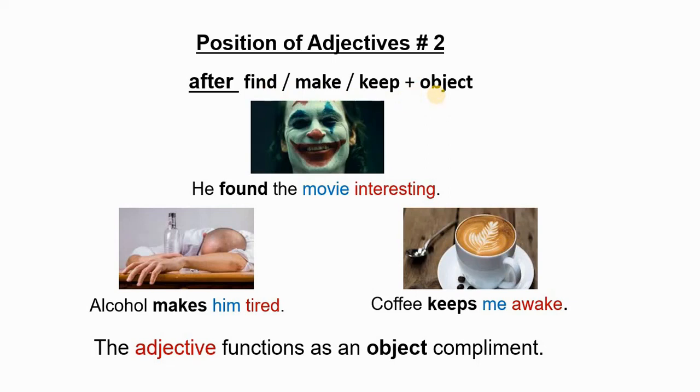So, a reminder guys, as a reminder, in these examples, the adjective functions as an object complement. Again, the adjective functions as an object complement. It is the adjective describing the object of the sentence and not the subject. Right?